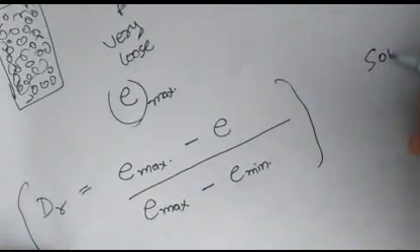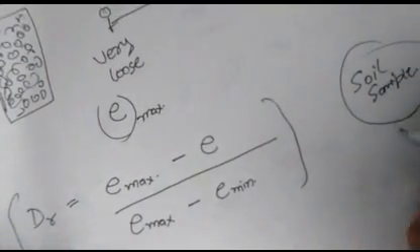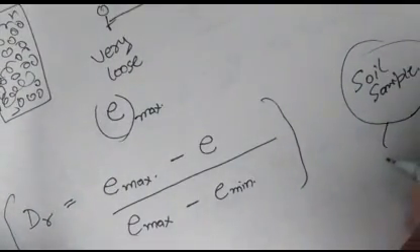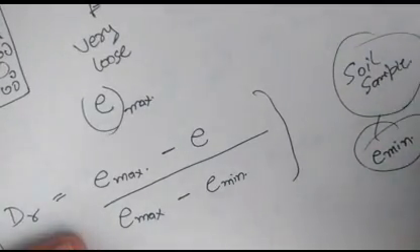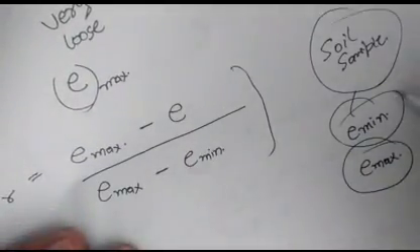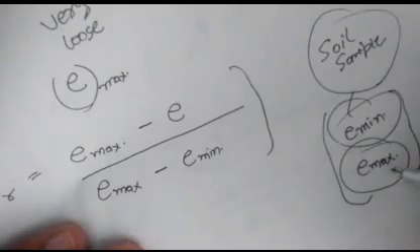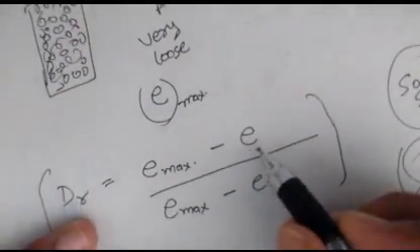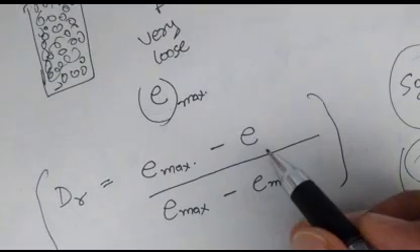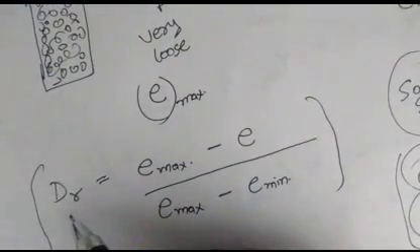We take a soil sample and move on to the lab, compact it, and we get e minimum, the minimum void ratio, and we keep the soil loose and we get e maximum. Both of these are conducted as laboratory tests. We get e minimum, we get e maximum. Once we get these, we will find the value of e at the site, in the naturally available soil. And once we find e, we will find the relative density of that soil at that site.